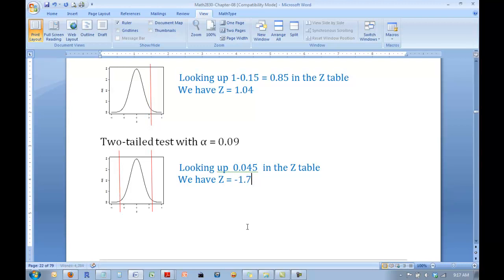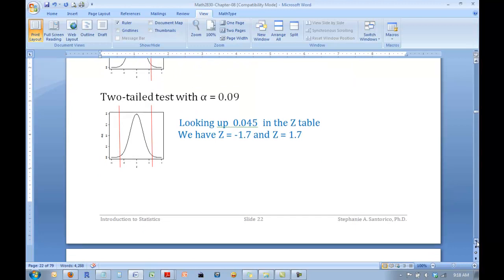Okay, minus 1.7. But it's two-tailed, so we need both tails. Because it's symmetric, this is going to be the negative version and this is going to be the positive version, so that's 1.7. When we conduct our tests, we will compute the test value. If the test value falls down here, or if it falls up here, then we will be rejecting our null hypothesis. Right? So those are the procedures we're going to go through.